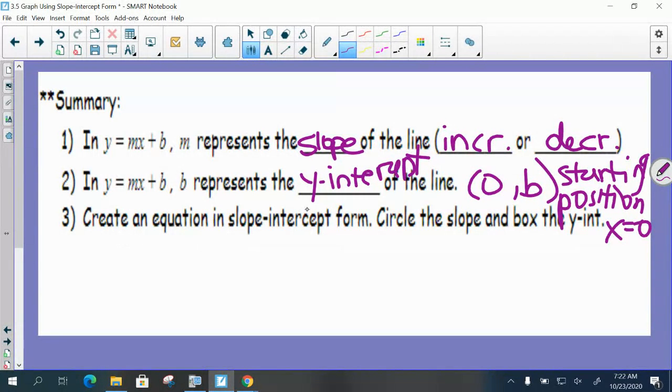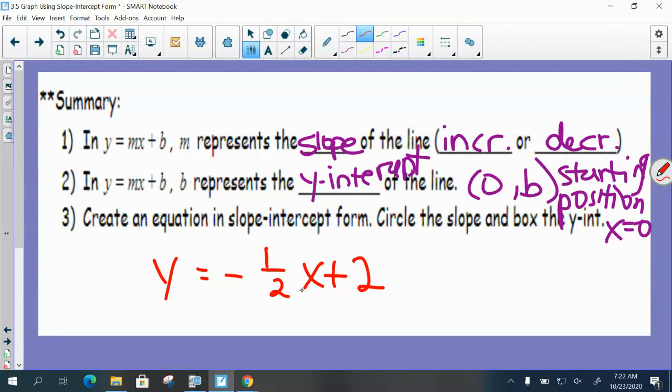Create an equation in slope-intercept form. Circle the slope and box the y-intercept. Okay, so you make your own equation. You can pick whatever number you want for m, whether it's a fraction, negative number, and then whatever number you want for b. So I'm going to make an equation, y equals negative 1/2 x plus 2.